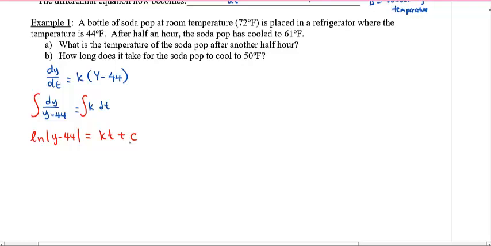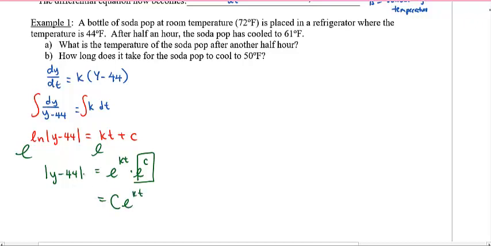I'm going to solve for y, not natural log of y, so we'll exponentiate both sides. And then we get the absolute value of y minus 44 equals e to the kt plus c, or I can write this as e to the kt times e to the c. And this e to the c is just another constant, so I'm just going to write this as C e to the kt. And because I have the absolute value, that can also be incorporated into that constant with a plus or minus. So I can just leave it as y minus 44 equals C e to the kt.